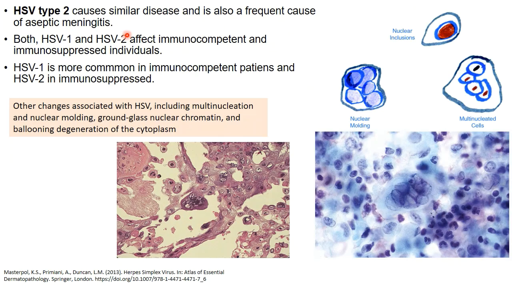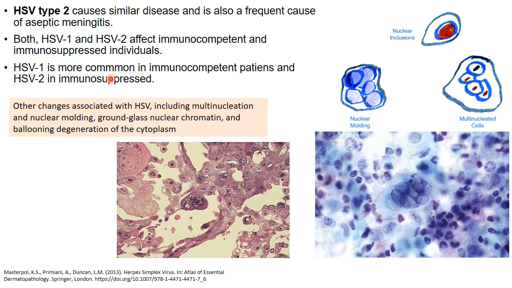Herpes simplex virus type 2 also causes a similar disease and is a frequent cause of aseptic meningitis. Both type 1 and type 2 affect immunocompetent and suppressed individuals. However, it must be noted that HSV type 1 mainly affects the immunocompetent patients, whereas HSV 2 affects the immunosuppressed individuals.